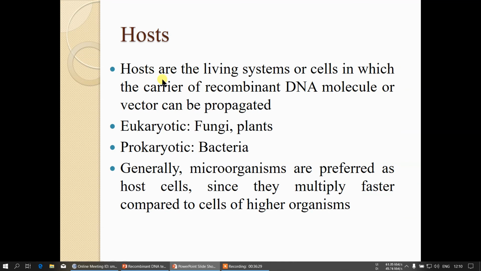Last are the hosts. Hosts are the living systems or cells in which the carrier of the recombinant DNA molecule, or vector, can be propagated; we transport our chimeric DNA into the cell. Eukaryotic cells like fungi and plants can be used, as well as prokaryotic cells like bacteria. Routinely we use bacteria for recombinant DNA technology. Generally microorganisms are preferred as host cells since they multiply faster compared to higher organisms. So prokaryotic cells are routinely used for recombinant DNA technology.